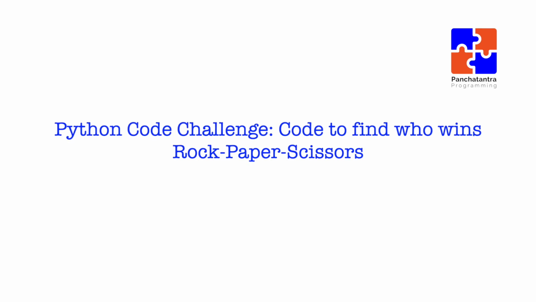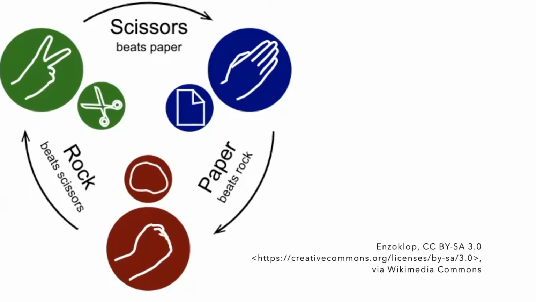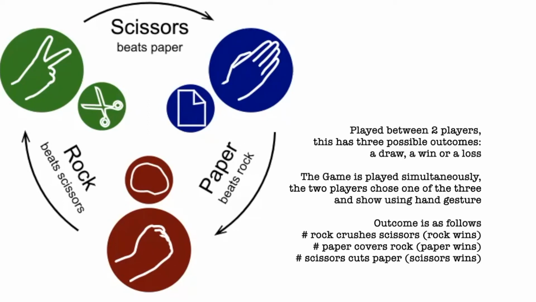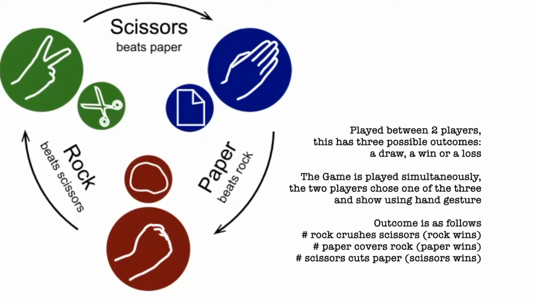So what we're going to do is code to play the rock, scissors, paper game. Just quickly summarizing for those who don't know. This is a game played between two people and hand gesture is used, and this is simultaneously. Two people just pick up one of these, and this can be either draw or one person wins.